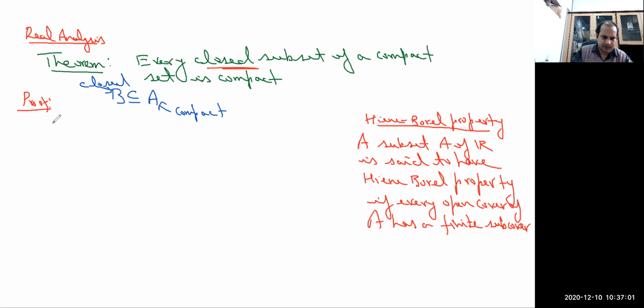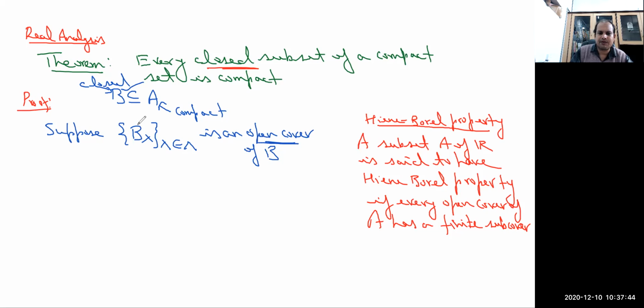So now we will prove it. The idea is that we will take an open cover for the set B, and then we will extend that open cover to A, and using compactness of A, it must have a finite subcover. Then we will show that it will also have a finite subcover for the set B. So suppose this family of open sets, where lambda belongs to the indexing set, is an open cover for B. We know that open cover means every member of this family is an open set, and its union is going to cover the set B. So I can write that B is contained in the union of B lambda, where lambda belongs to the index set.